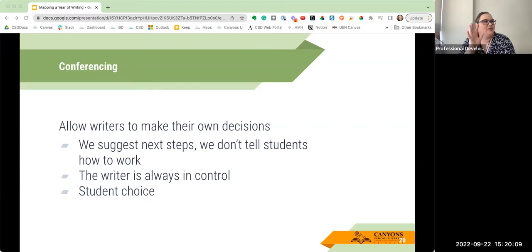Their next element for conferencing is allowing writers to make their own decisions. We can suggest next steps, but we don't tell students how to work. The writer is always in control, and it really honors them as writers if they can own their writing. And they can't own their writing if we're pointing to their paper and saying, change this, and I would say this, and have I done this, where I write how I would write it above their sentence and cross out their sentence. That is not student-led, and it is not allowing students to own their writing. So it has to be their choice. That's engaging. That's empowering students.